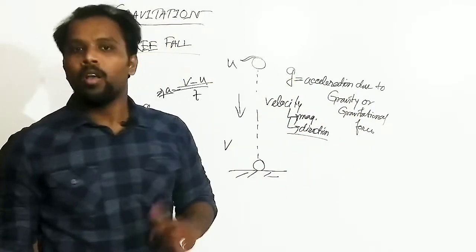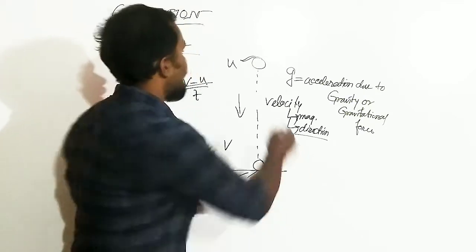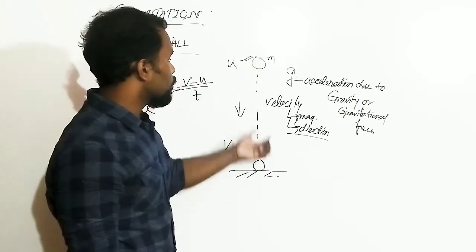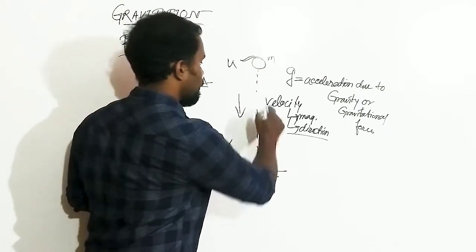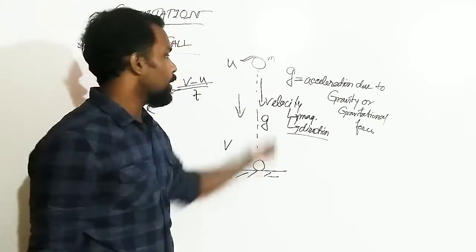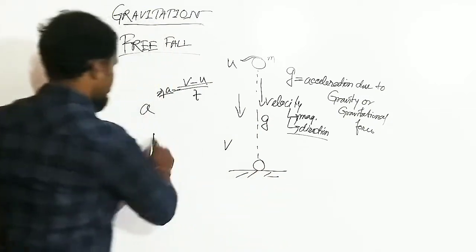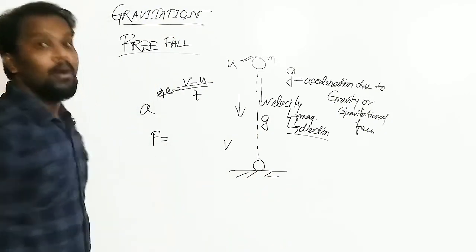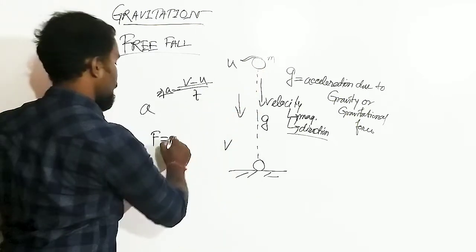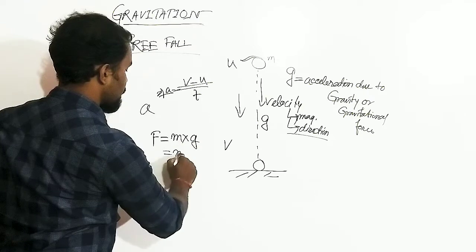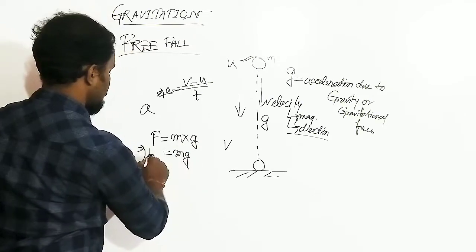If I consider the mass of this ball to be m, that m is going to get acceleration g while moving in this direction due to the gravitational force applied by the ground. That force can be written as mass into acceleration, where the mass is m and the acceleration is g. So what is the total relation? F equal to mg.